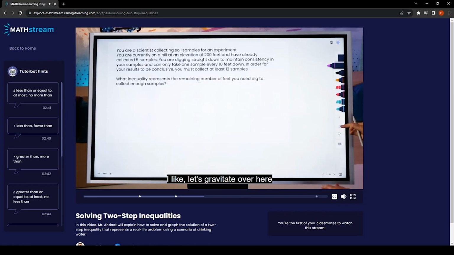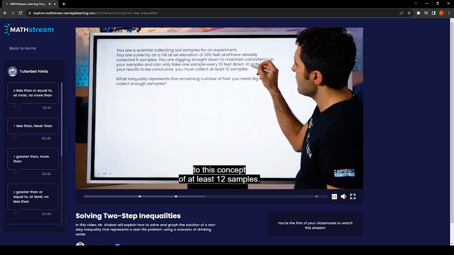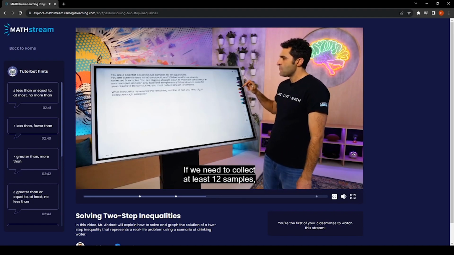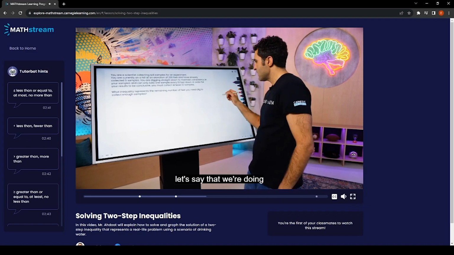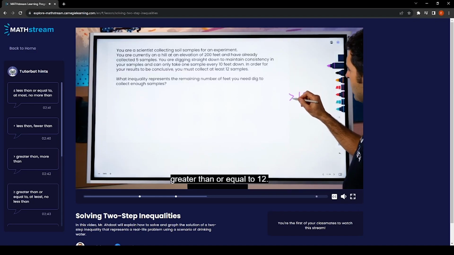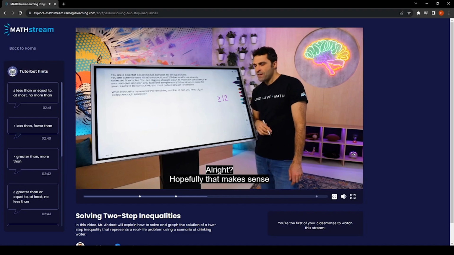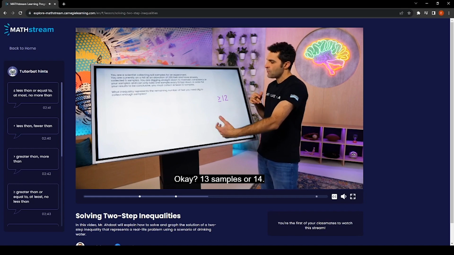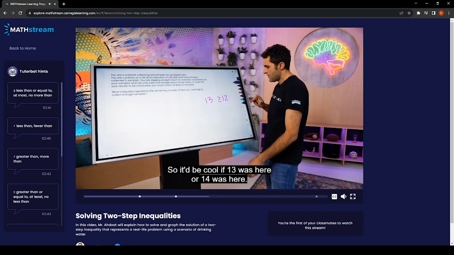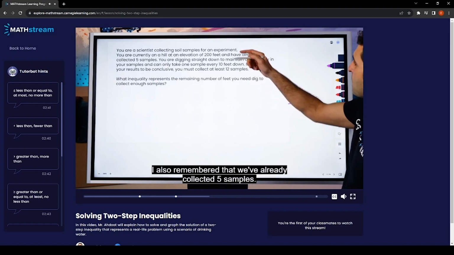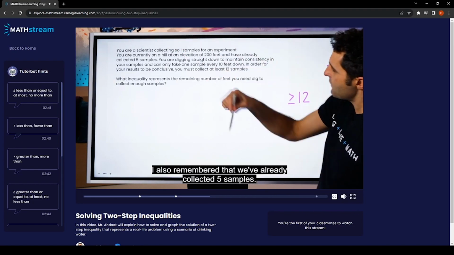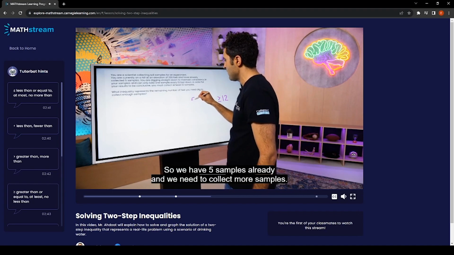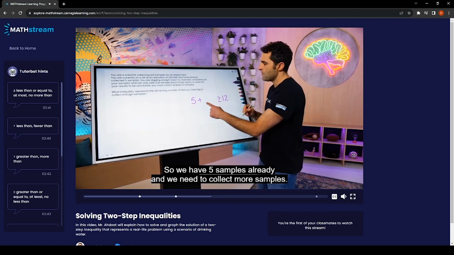Let's gravitate over here to this concept of at least 12 samples. If we need to collect at least 12 samples, let's say that we're doing greater than or equal to 12. Hopefully that makes sense because we need our samples to be 12 or more. 13 samples or 14. So it'd be cool if 13 was here or 14 was here. I also remembered that we've already collected 5 samples. So we have 5 samples already, and we need to collect more samples.